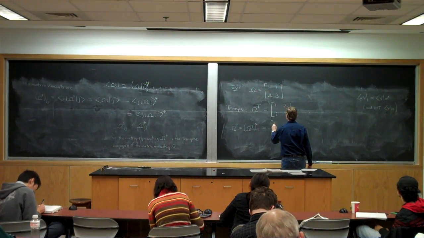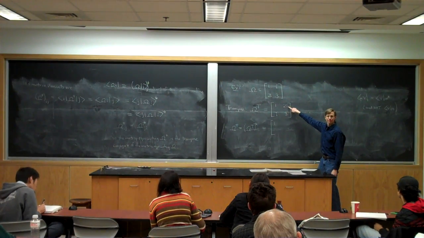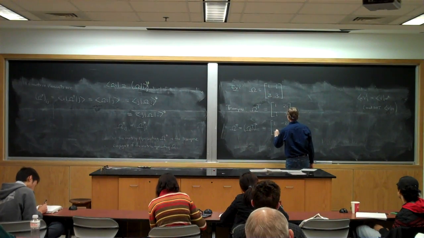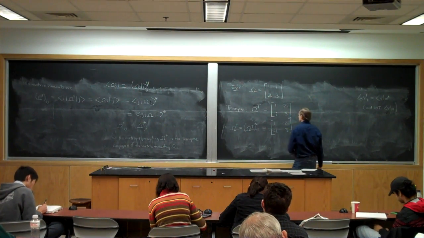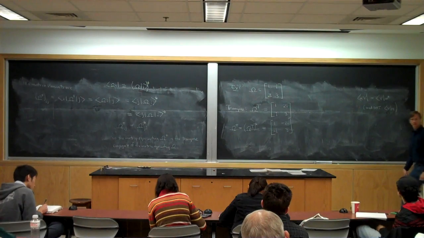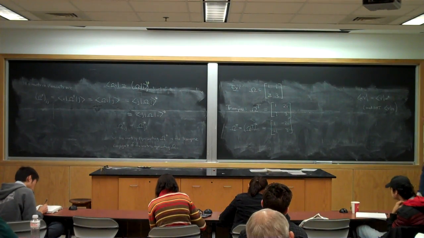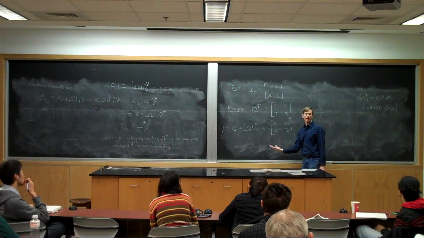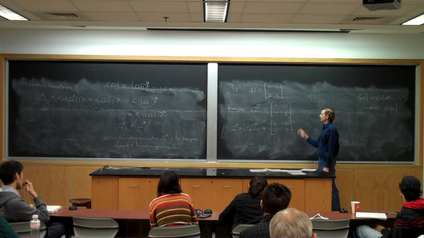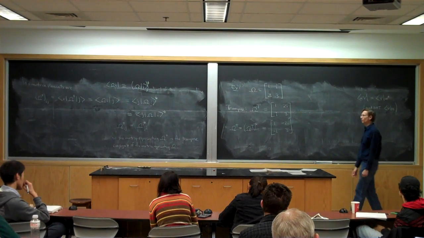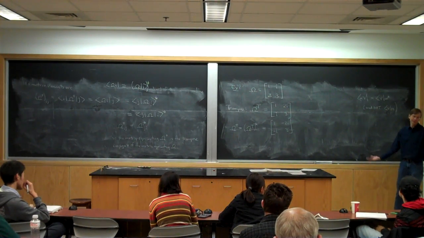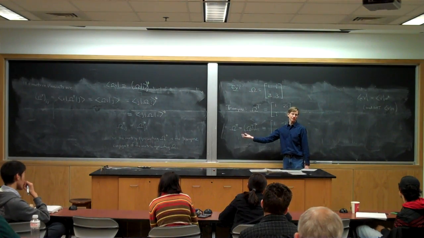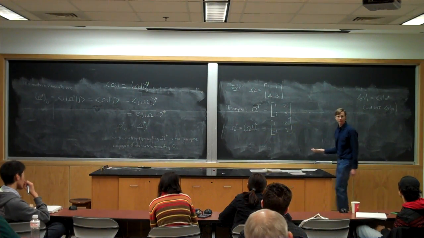So that'll be 1 minus 2i, minus i, 3. So the matrix representing the adjoint of an operator is the transpose of its complex conjugate, or the complex conjugate of its transpose. Take it either way. But that's what we mean in linear algebra. The adjoint of a matrix is its transpose conjugate matrix.